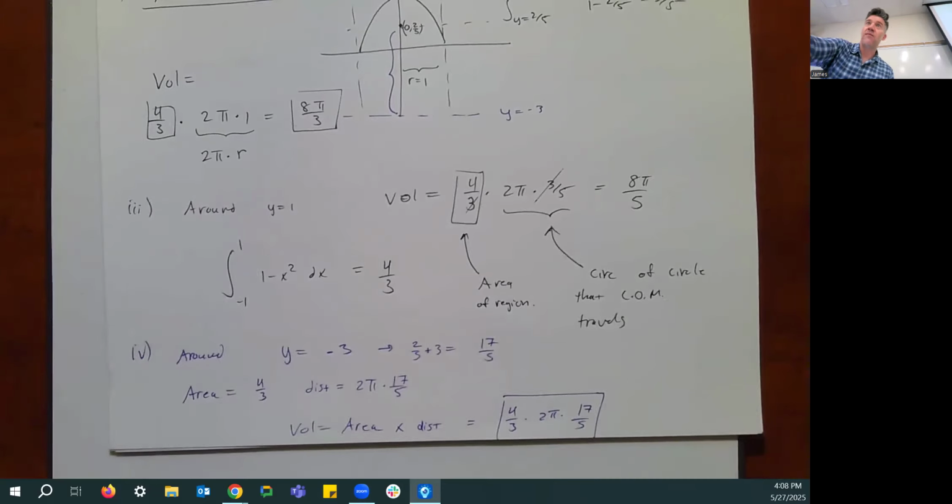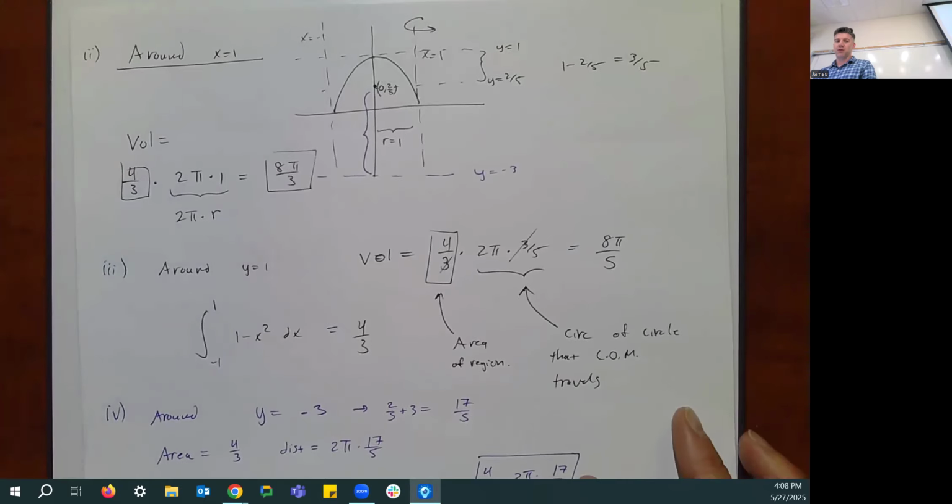Exactly, because it's the circumference of the circle that the center of mass is going to travel in every time. All right, that was a lot. Let's look at the next couple things.